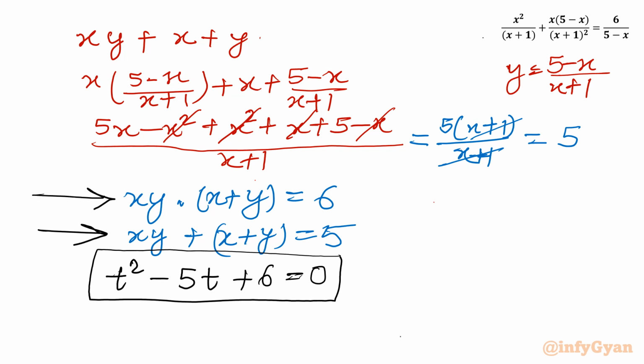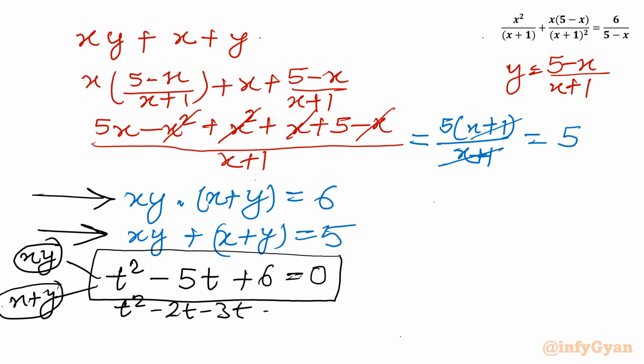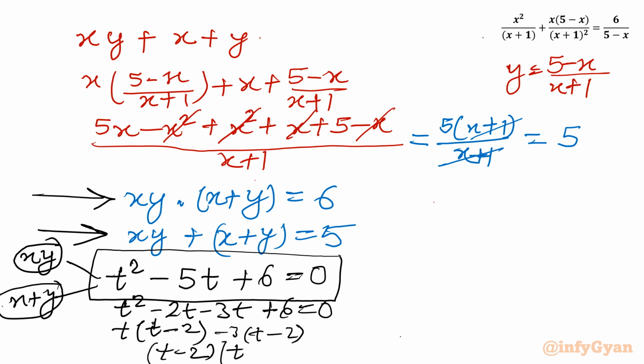Now this is a quadratic in t whose roots will be, remember, xy and x plus y. The value of t would be xy and x plus y. So I can use factorization. I can split minus 5t as minus 2t minus 3t. Its product is plus 6, equal to 0. T common, t minus 2, minus 3 common, t minus 2. So overall we are having t minus 2, t minus 3 equal to 0. So from here we can conclude t is equal to 2 and 3.